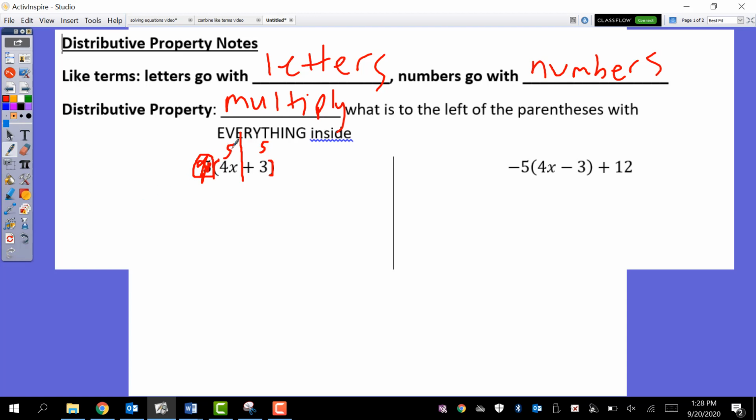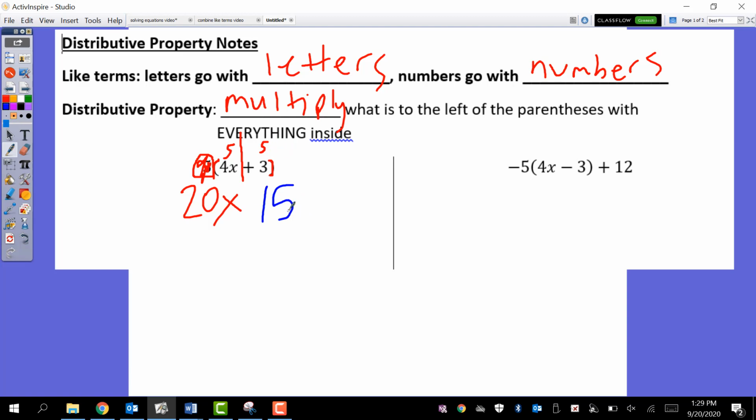So here we go. I'm doing 5 times 4x. Well, you do the number times the number. 5 times 4 is 20, so I'm going to put 20. No letter times a letter. The 5 doesn't have a letter, there's only the x, so I'm going to put an x with the 20. Okay? But I also have this 3. So now I'm going to do 5 times positive 3. 5 times positive 3 is 15. Were there any letters? No letter means no letter next to the 15.